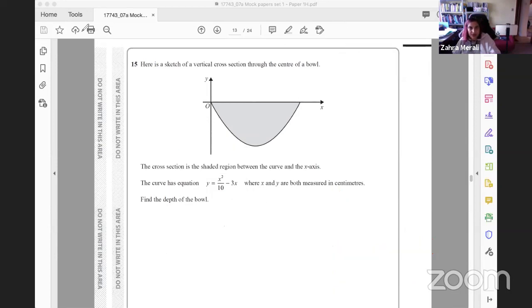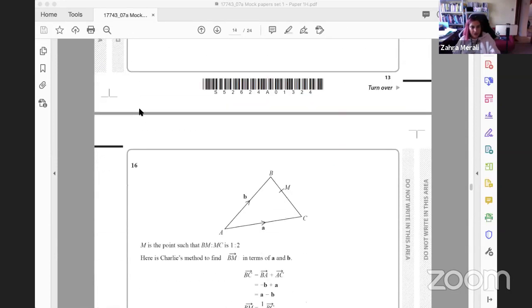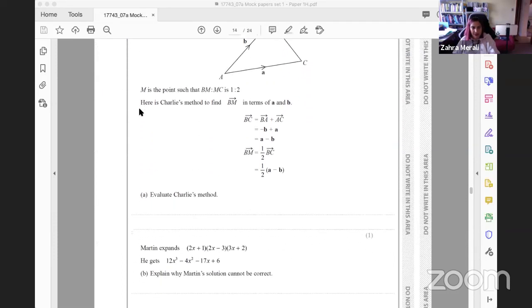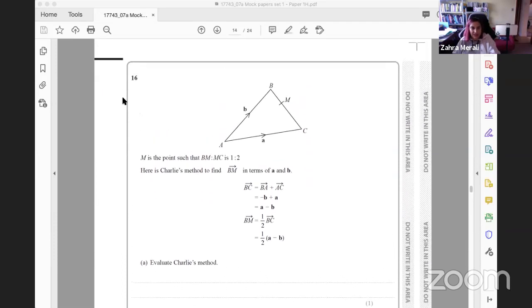Question 16. Okay, evaluate Charlie's method. All right, we've got vectors here. Oh, they like these. They like you to say why it's wrong or right. So here we go. We have BM, so this point here, which is in this ratio. So hopefully you recognize that that's 1 plus 2, which is 3. So this bit is 1/3 and this bit is 2/3. And then you can instantly see his mistake because he's used 1/2 instead of 1/3.